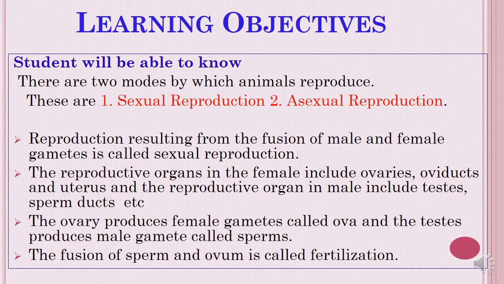The reproductive organs in the female include ovaries, oviduct, and uterus, and the reproductive organs in the male include testes, sperm ducts, etc. The ovary produces female gamete called ova, and the testes produce male gamete called sperms. The fusion of a sperm and ovum is called fertilization.